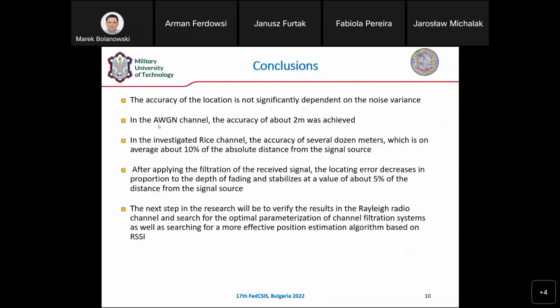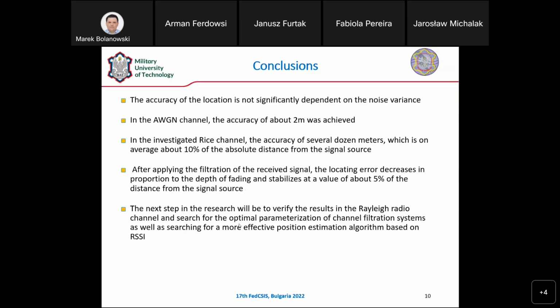If you have only an additive white Gaussian noise channel, the accuracy is about 2 meters. But in the Rayleigh channel, the accuracy is about 10% of the absolute distance from the signal source. And after filtration, using, of course, this nonlinear regression function, we can have an accuracy of about 5% of the distance from the signal source. The next step of research will be to verify the results in the Rayleigh radio channel.